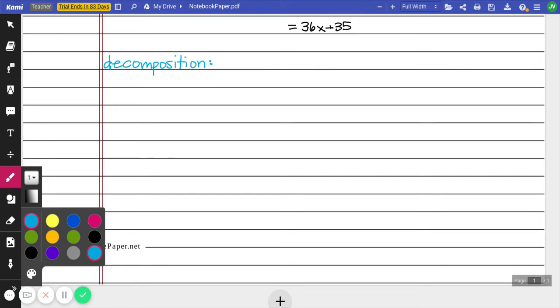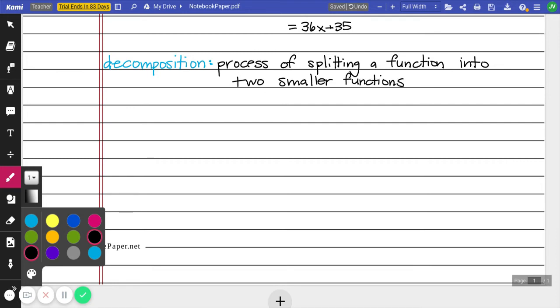Composition puts two functions together. The evil twin decomposition is the process of splitting a function, a fairly complex function, into two smaller functions. So we are going to be given f of g of x, and we need to find f of x and g of x.